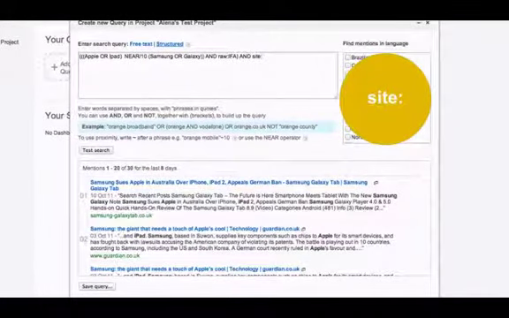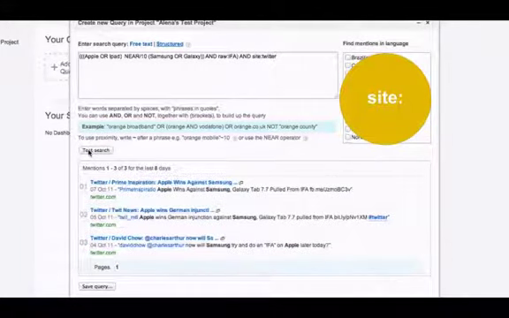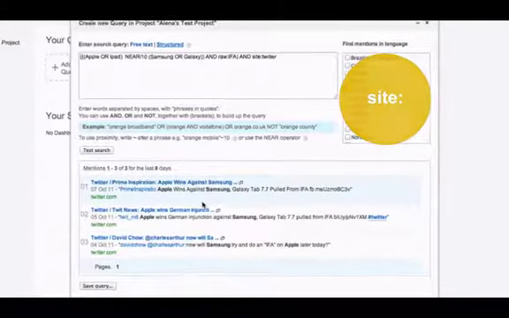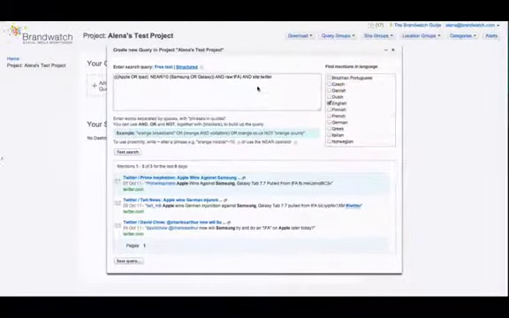Another useful operator is the site operator. Using the site operator lets us target specific sites, for example Twitter. Like this, we will get only Twitter mentions. In this case, 3 mentions are only on Twitter. There is another operator that does something similar, the URL operator.